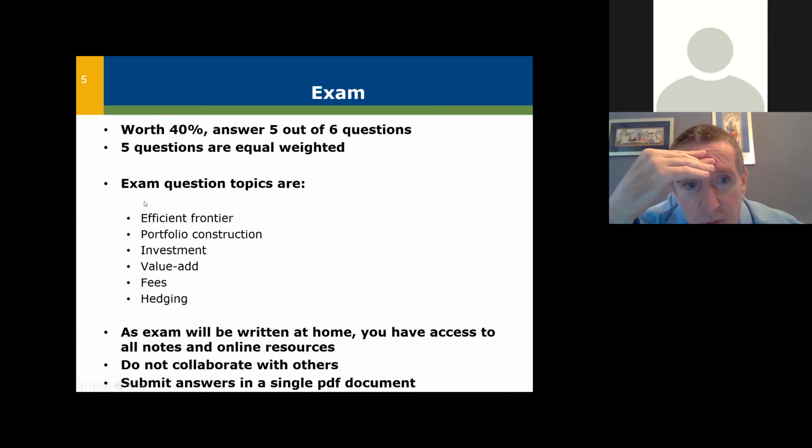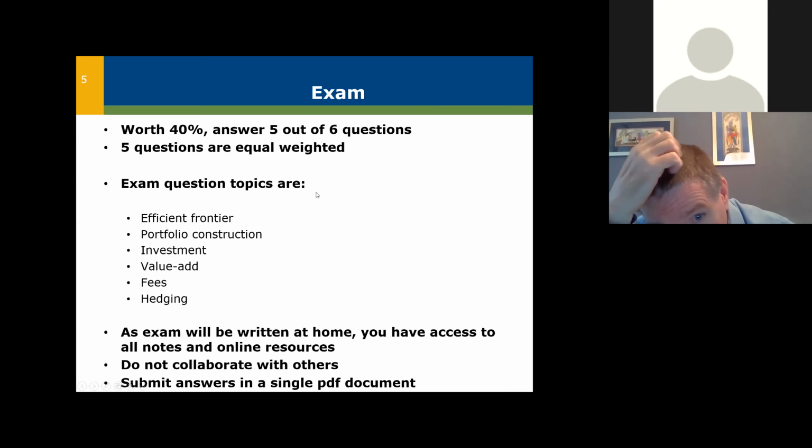The topics will come from these 6 different categories: hedging, which may cover liability. I would consider LDI as under the umbrella of hedging, because it's really hedging your liabilities. But anyway, the categories are the efficient frontier, portfolio construction, investments, value add, fees, and hedging. I believe we've gone through an example question for everything, and once I show you the hedging example today, you'll have literally seen a sample question for everything. So you should have an excellent idea of the types of questions that will be on the exam.